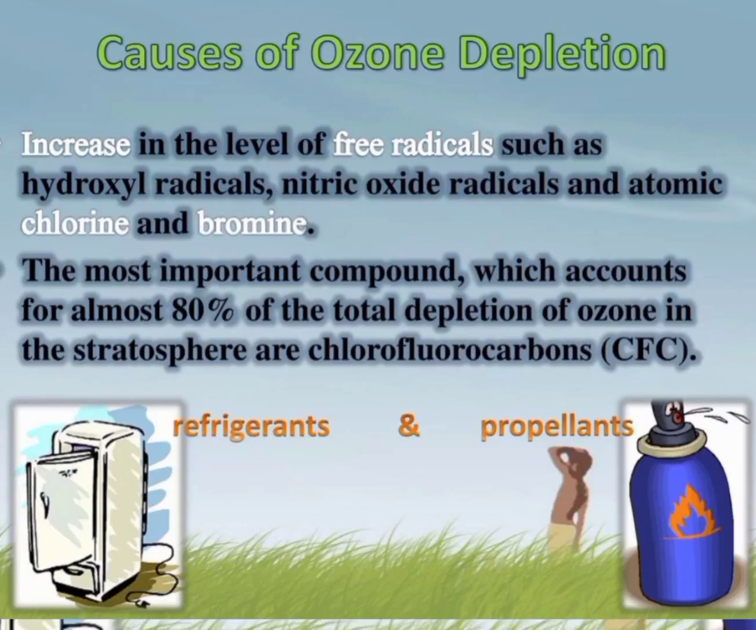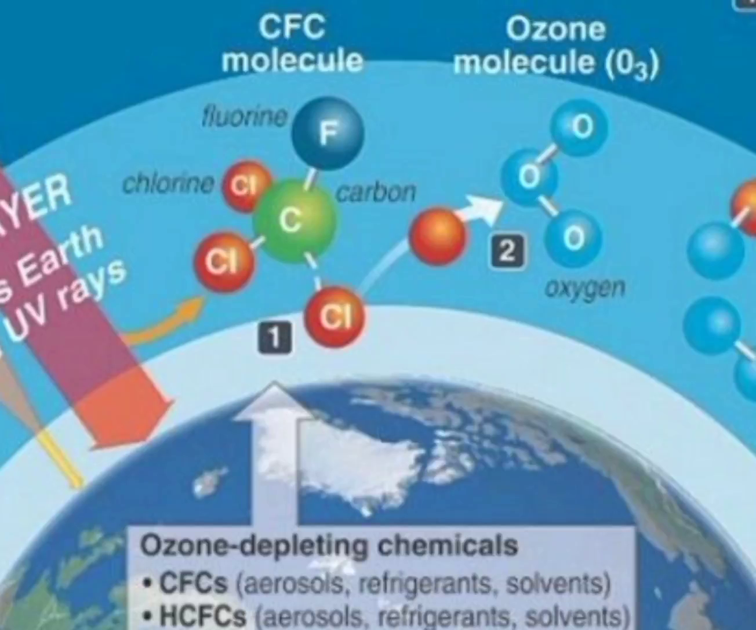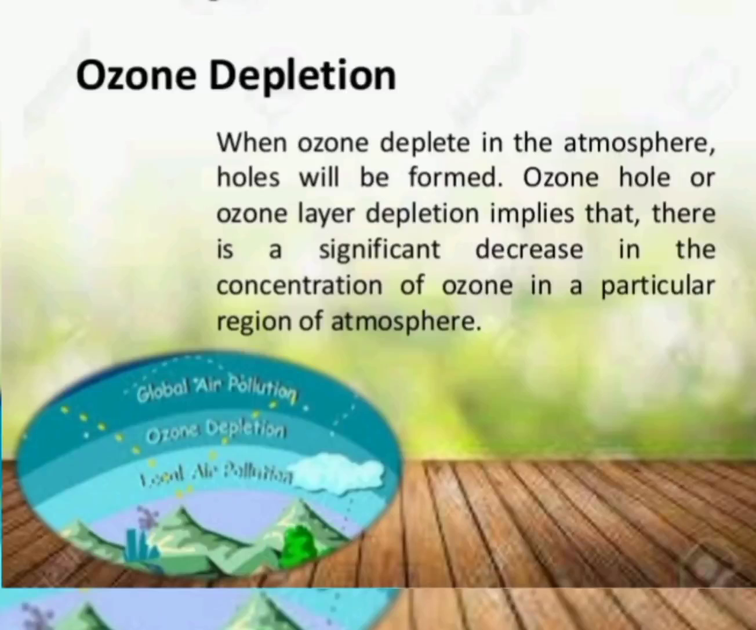These gases are stable in the troposphere but more reactive in the stratosphere. When these gases enter the stratosphere, the ultraviolet light rays split these chlorofluorocarbons and liberate Cl2 gas, which reacts with O3 molecules and makes a hole in the ozone layer. This hole is known as ozone layer depletion. When the ozone depletes in the atmosphere, holes will be formed.